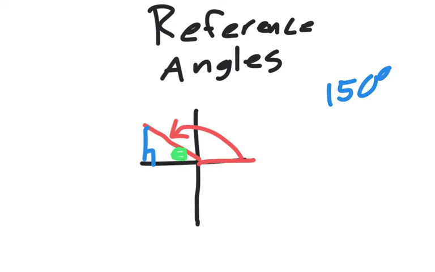30. So for 150 degrees, the reference angle is a 30-degree angle. So if I ask you, what's the reference angle of 150? It's 30 degrees. When we make our reference angles, we're always drawing our triangle to make it touch the x-axis.